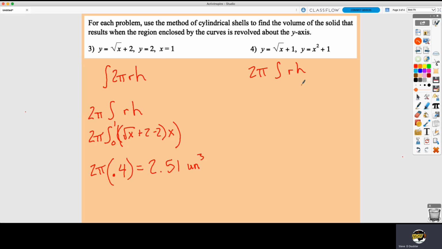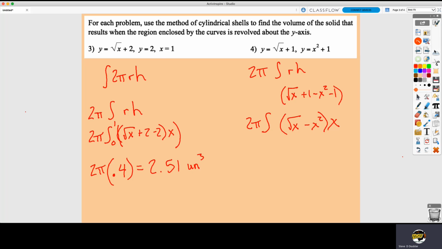How do we find our r value? Subtract the two of them. So square root of x plus 1 minus, and then with this minus sign, technically this is x squared minus 1, right? So if you wanted to simplify these, like McKenna said for the last one, this gets down to the square root of x minus x squared for our radius. What is our height here? What's our height? X.